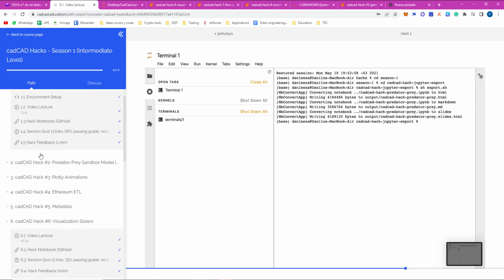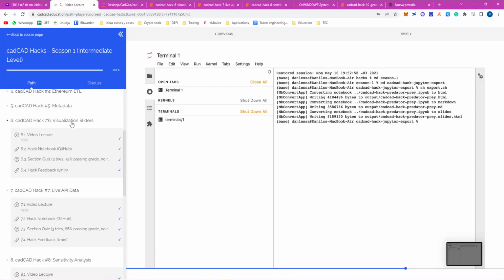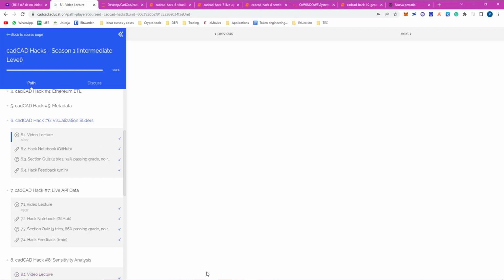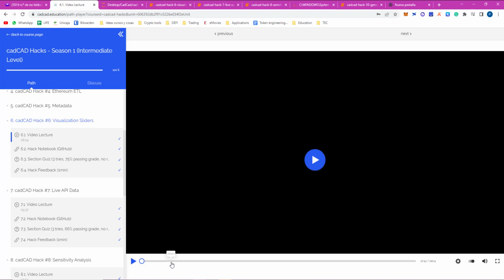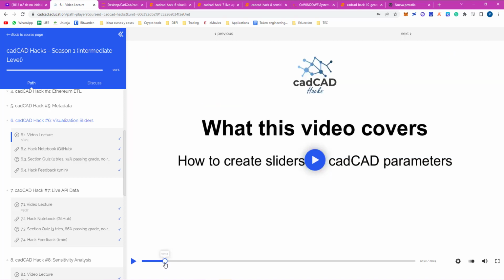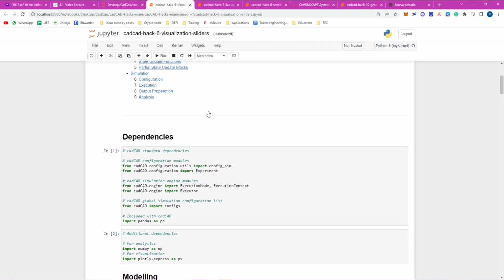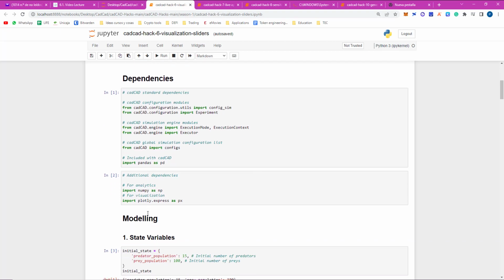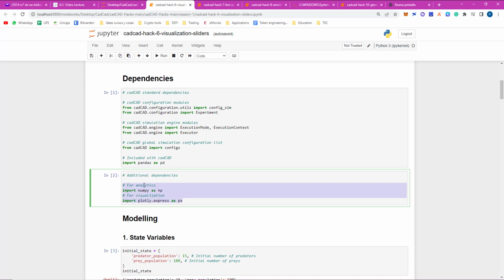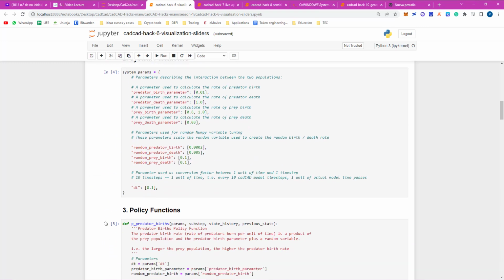Number 6 is basically visualization sliders. It's one extra add-on, which is actually pretty cool. But how useful it's going to be? Right here, you see that this covers only how to create a slider for cadCAD parameters. And to be honest, the only implementation that it requires is having Plotly Express and, of course, NumPy a little bit for the math involved, and the rest is the usual stuff. Then the rest is the same here.